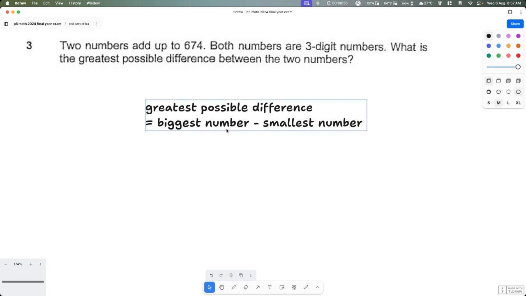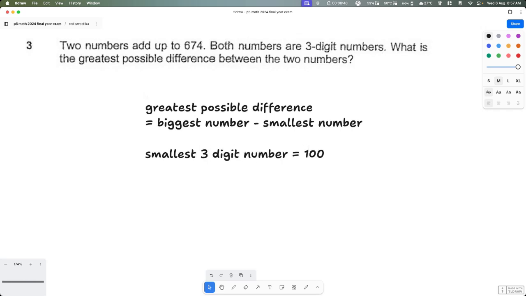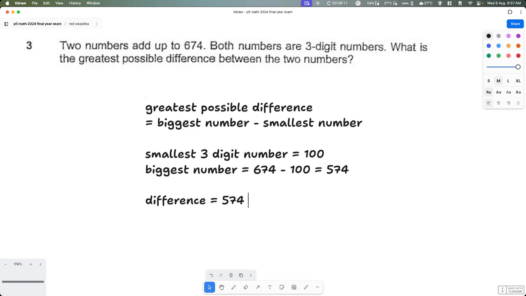So the smallest 3-digit number is equal to 100, because that's smaller. So that means the biggest number will be 674 minus 100. This will be 574. Okay, so the difference will be equal to 574 minus 100, which is 474.